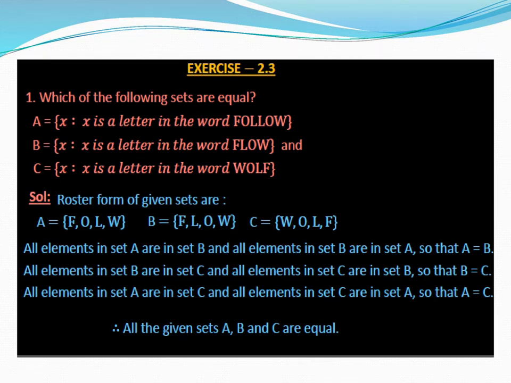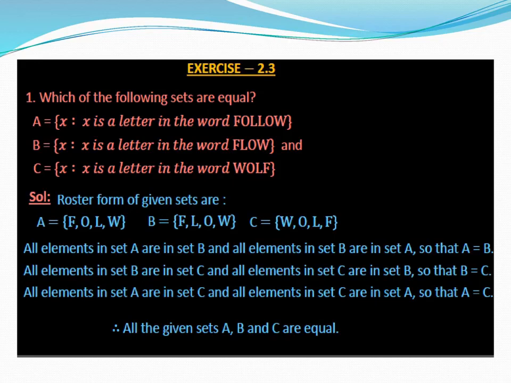Now we will write A equals, the roster form of the set builder form. F, O, L, W. We need not write any element more than one time, so we don't write the repeated letters. So we can write A equals {F, O, L, W}, B equals {F, L, O, W}, C equals {W, O, L, F}.